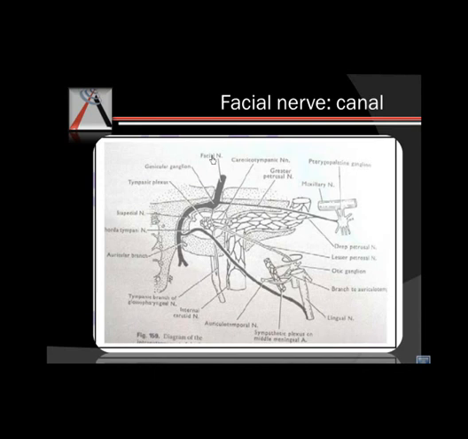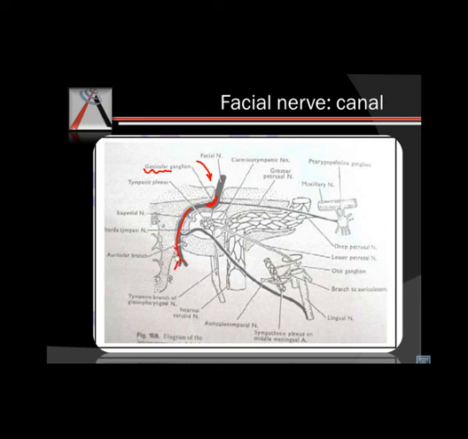Facial nerve has a very complex course inside the facial canal. It enters the facial canal through the internal acoustic meatus. Inside the facial canal, it has two bends. The first bend is very sharp and it is called the genu or geniculate ganglion. And then the second bend is gradual. Then it comes out through the stylomastoid foramen just behind the styloid process.